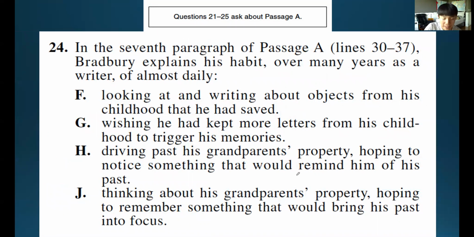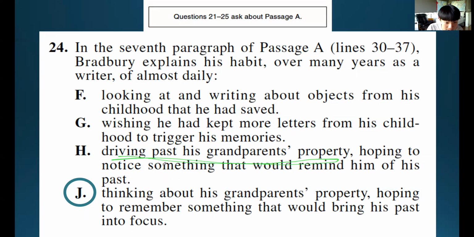In the 7th paragraph of Passage A, lines 30 to 37, Bradbury explains his habit over many years as a writer of almost daily... So what does 30 to 37 say? Well, it says he strolled across a recollection of his grandparents' Illinois grass. So what's the answer? Is he driving past his grandmother's property? No, it says he is strolling across a recollection. What is a recollection? Well, a recollection is a memory, right? A memory of his past, his grandparents' property, right?